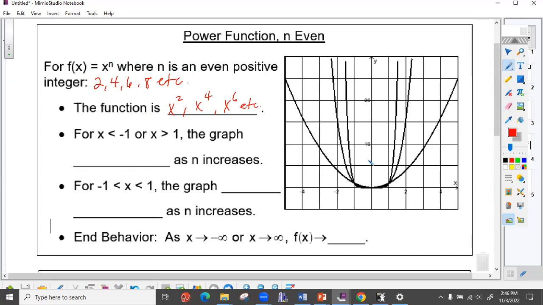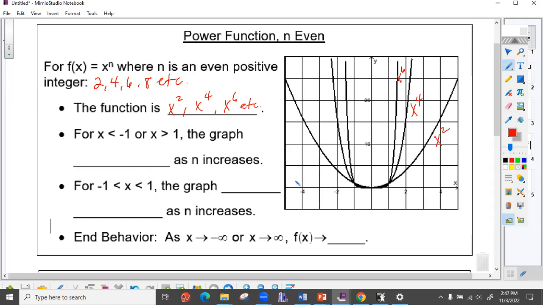If you look here at our graphs, we have an example of each one. The outside graph, this parabola right here, is f of x equals x squared. Looks familiar? The inside parabola here is x to the 4, and the one closer in is x to the 6.